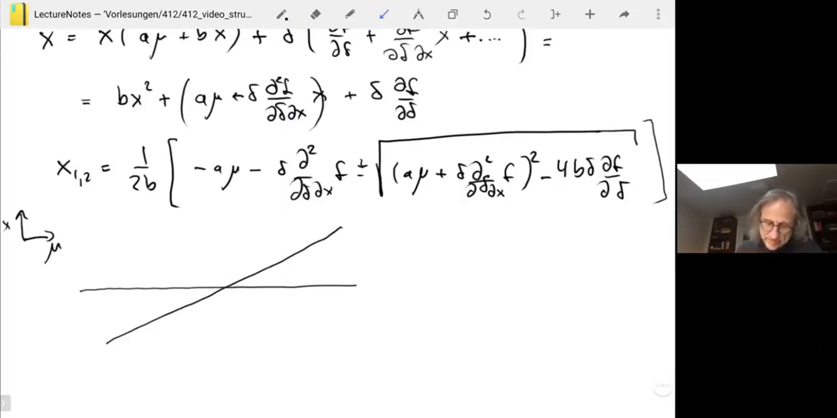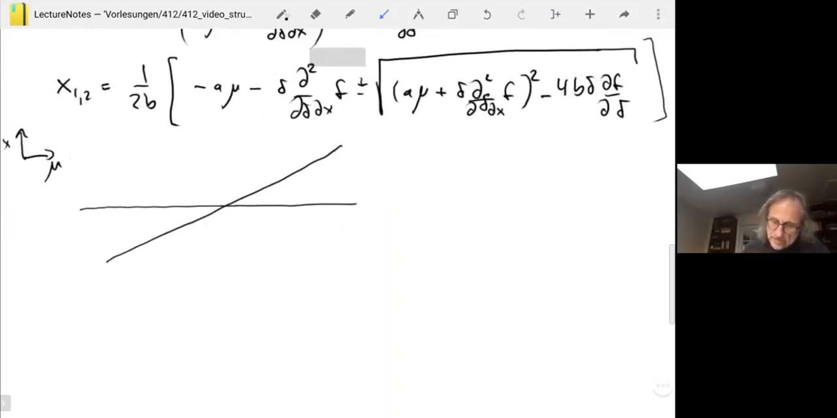So let's see, there are two cases. If, let's say, 4b delta df by d delta is positive, what do we have? In that case, the term under the square root is actually negative, and then there exists a value for mu where this square is 0, and that means the square root becomes imaginary. So in other words, in this case there is a value of mu where the solutions don't exist. And so there's a range in mu where there's no solution.